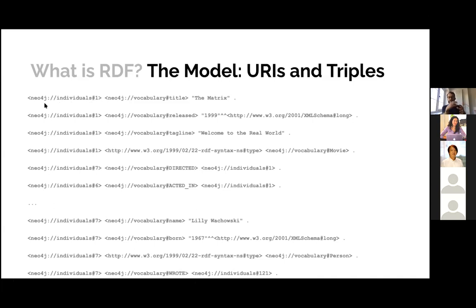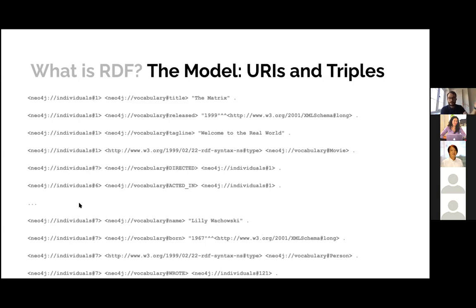For this individual, we have a number of statements, a number of triples. The first one says that this node has a property called title, which is the matrix. It also has a release date, which is 1999, has a tagline, has a type, which is the movie, and it is connected to other resources. Resource is the terminology in RDF to identify things, nodes in the property graph world. And we see that individual 7, which is, as you can see down here, Lily Wachowski, is connected to individual 1, which was our node representing the matrix, through a directed relationship, right?